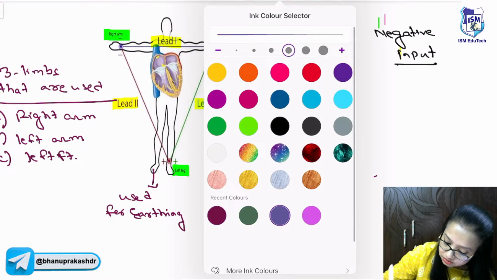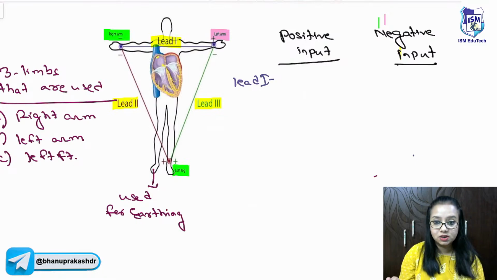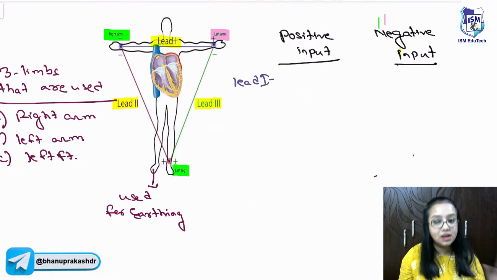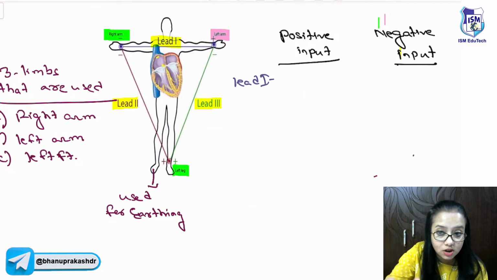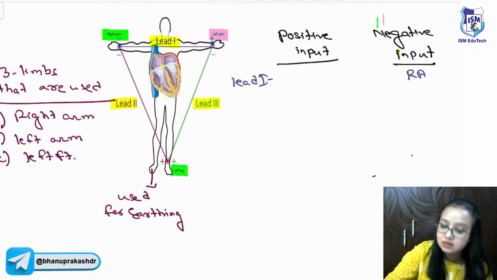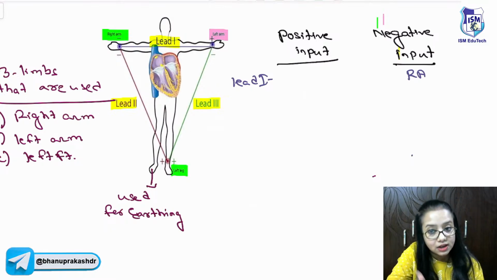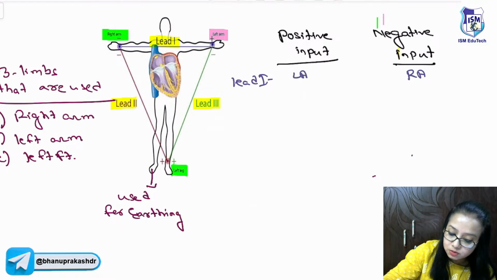Writing it down, how do we remember? Like the lead first, or lead 1. In lead 1, we have to remember it is only the upper limbs, the right arm and the left arm, that are involved. So, right arm, it always has what? It always has negative input. So, in case of lead 1, the right arm gets the negative input. See here, it gets the negative input. So, if the right arm is getting the negative input, obviously the left arm will get the positive input.